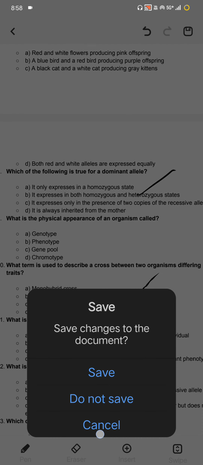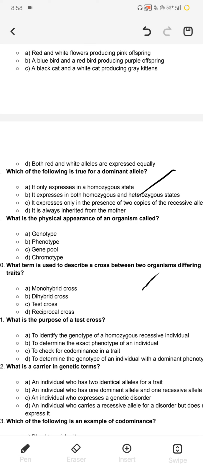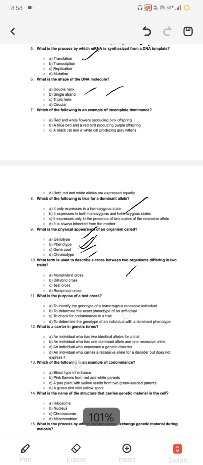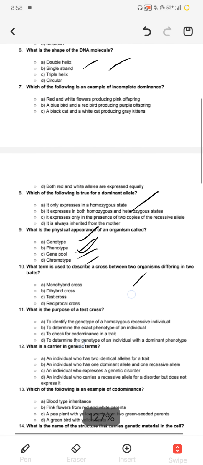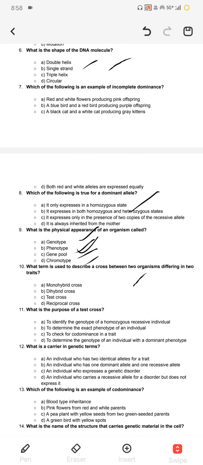Next question is, what is the physical appearance of organism called? So easy. Options are genotype, phenotype, gene pool or chromotype. Answer is phenotype. Next question is, what term is used to describe a cross between two organisms differing in two traits? The options are monohybrid, dihybrid, test cross or reciprocal cross.